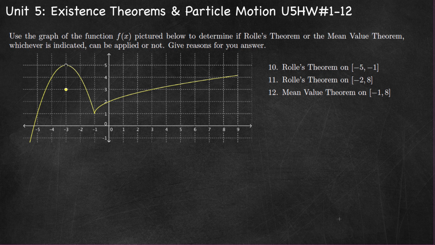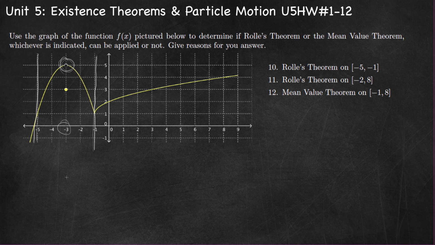For our last set of problems, we're going to use the graph of the function f of x to determine if Rolle's theorem or the mean value theorem, whichever is indicated, can be applied or not. Number 10 is asking if we can use Rolle's theorem on the interval from negative 5 to negative 1. So negative 5 is here to negative 1 right here. So Rolle's theorem requires that the function be continuous on the interval, which it is not. We have a discontinuity at negative 3, and that's in the interval between negative 5 and negative 1. So right away we know we cannot use Rolle's theorem.